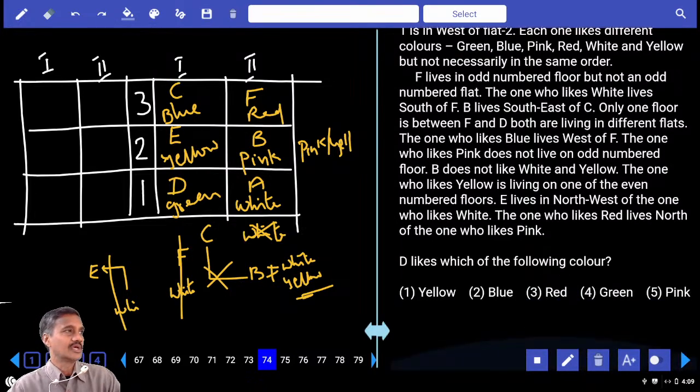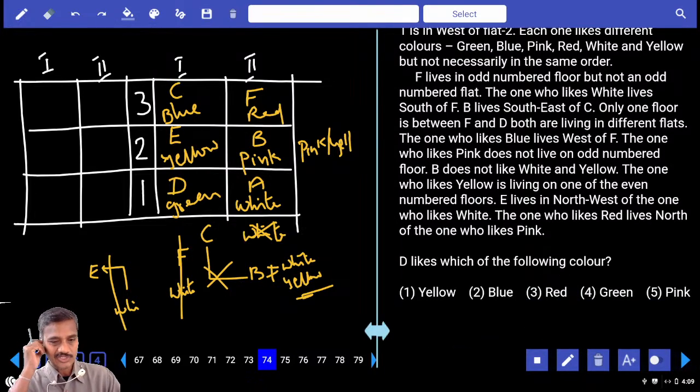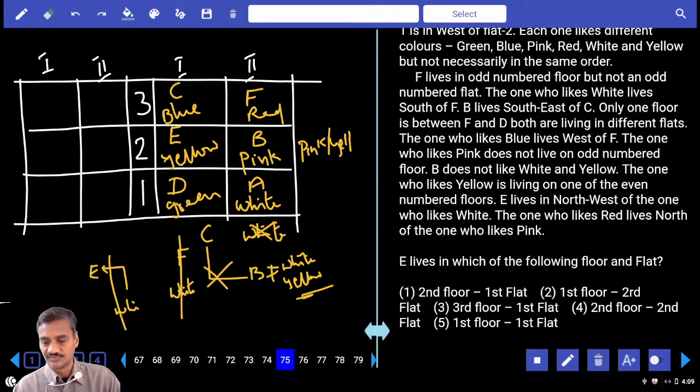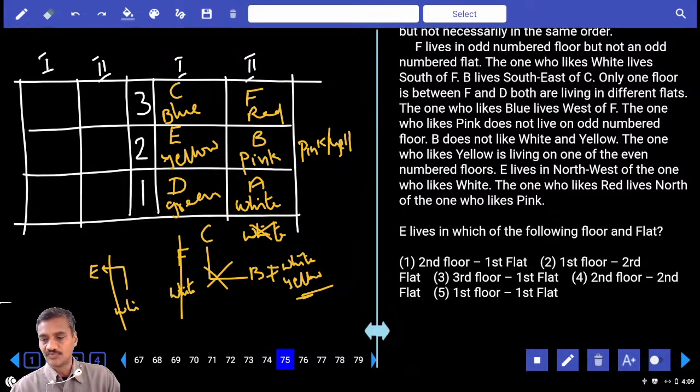Now, D likes which of the following colors? D likes green color, choice for 74. And E lives on which of the following floors and flats?